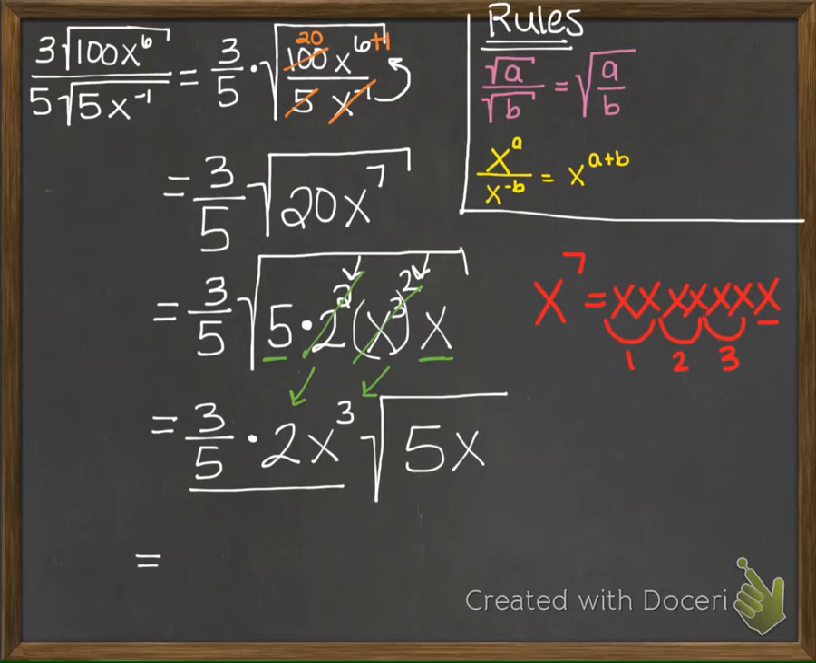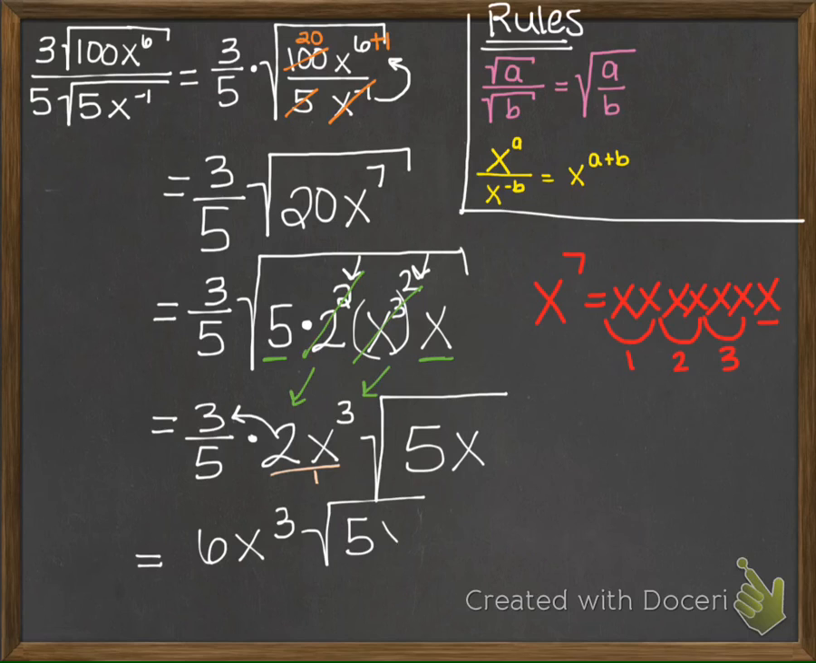So I need to multiply the 2x times 3 times this numerator, because this is really over an invisible 1. Let me erase this extra line down here. So that would really give me a 6x cubed times the square root of 5x, and this 5 is in the denominator of everybody, so I can just write it down here.